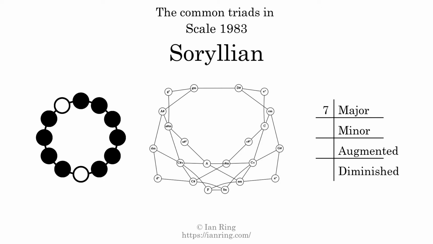There are 7 major triads. There are 7 minor triads. There are 2 augmented triads. There are 6 diminished triads. Here is a Hamiltonian path of parsimonious voice leading that uses all the triads.